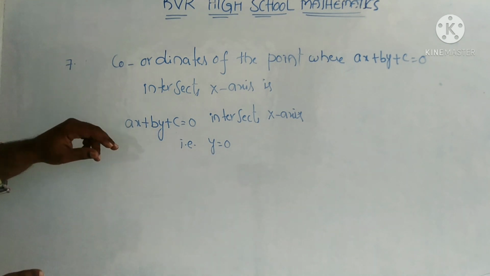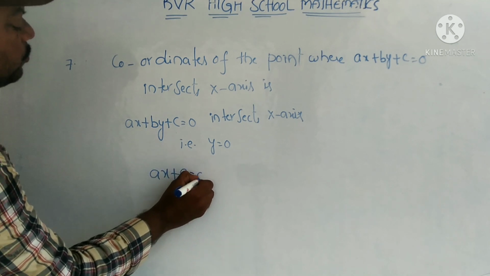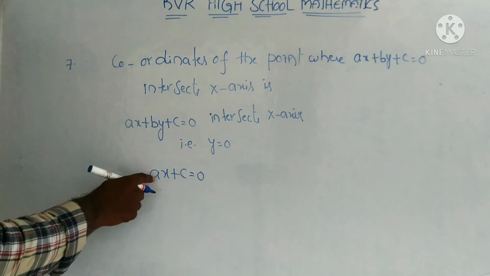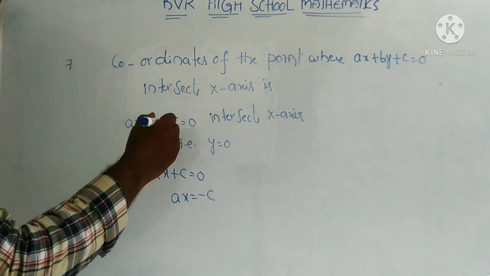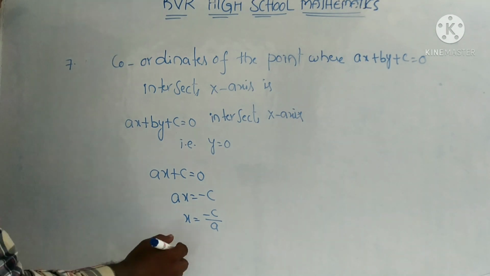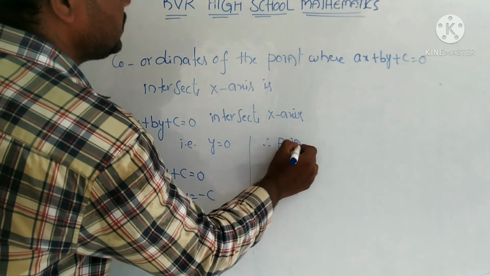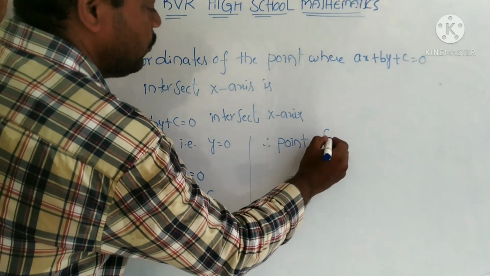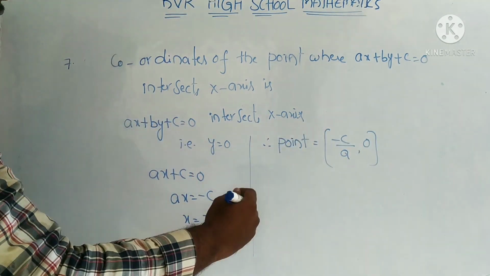So substitute the y value here. With y equal to 0, by is completely 0, so ax plus c equals 0, which means ax equals minus c. Then x equals minus c by a. Therefore the required point has x value minus c by a and y coordinate 0. That is the required point.